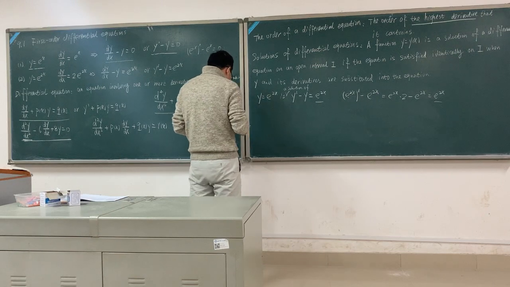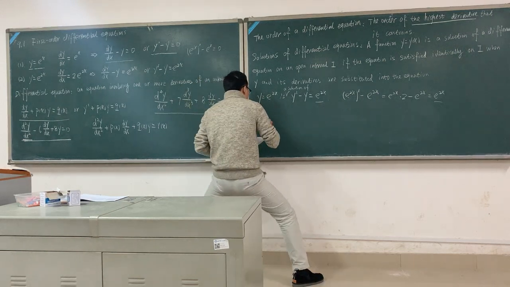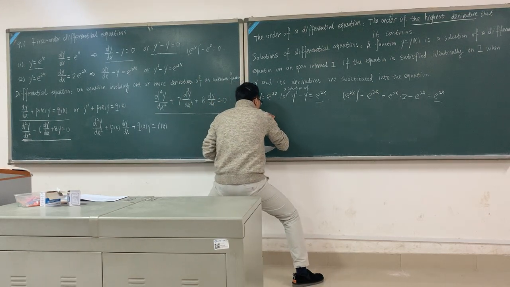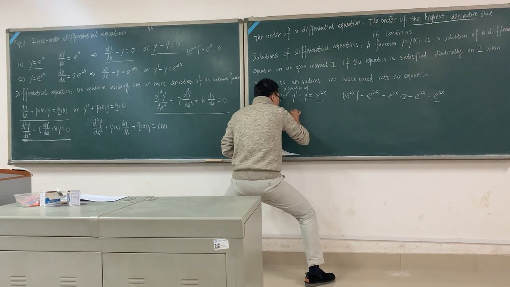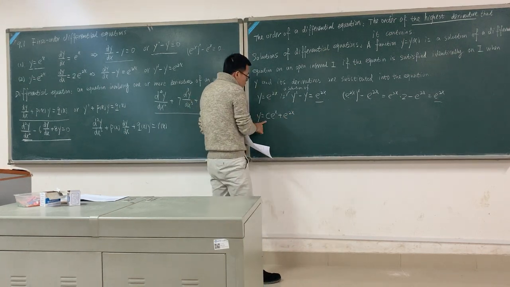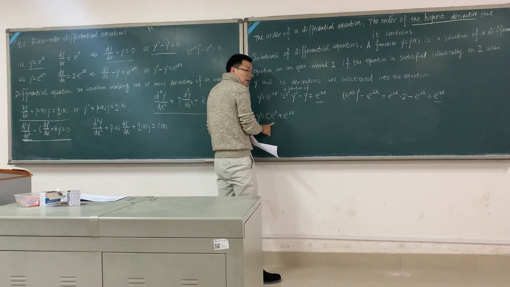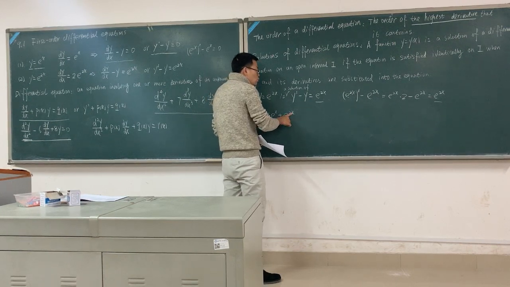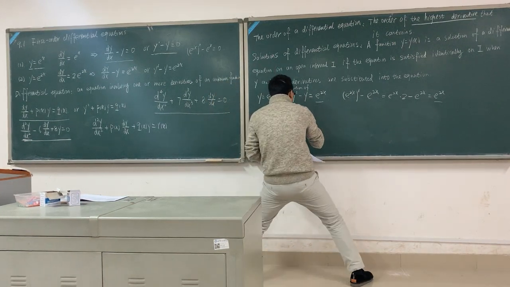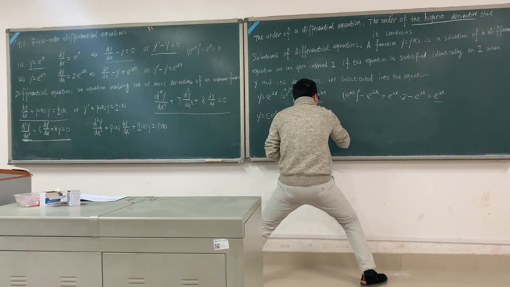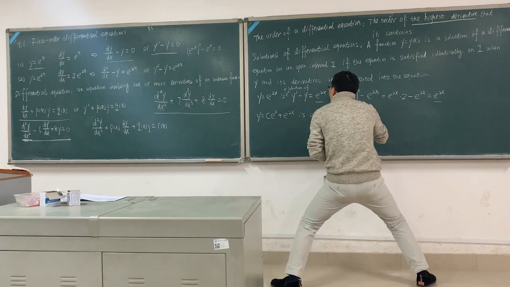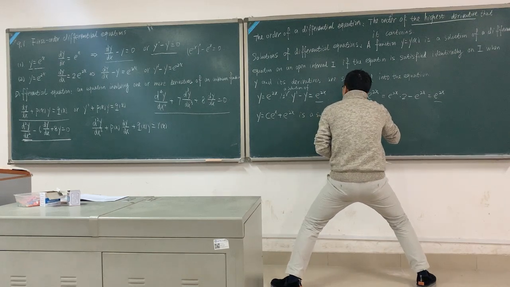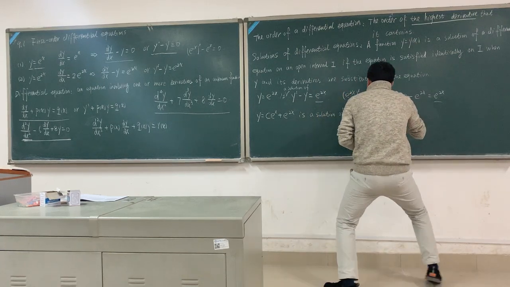So this is the first. For the second, now we look at the function y equal to c times e^x plus e^(2x), where c is a constant. Is this a solution of y prime minus y equal to e^(2x) or not?